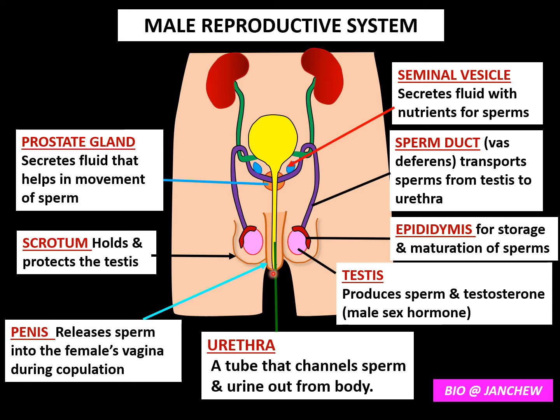Urethra is a tube that channels the sperm and urine out of the body. Alright, now other than that, there's the scrotum, which is like a bag that holds the testes in place and protects the testes. And then there's the penis, which is this part that releases the sperm into the female's vagina during copulation or sexual intercourse. So this system is very well designed to carry out the function of reproduction.